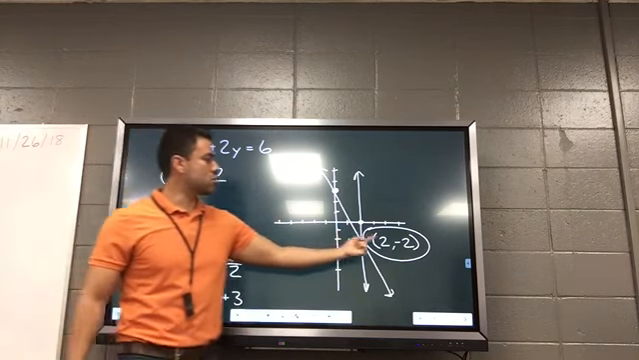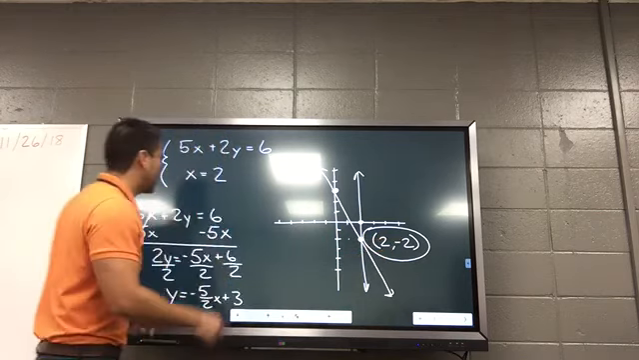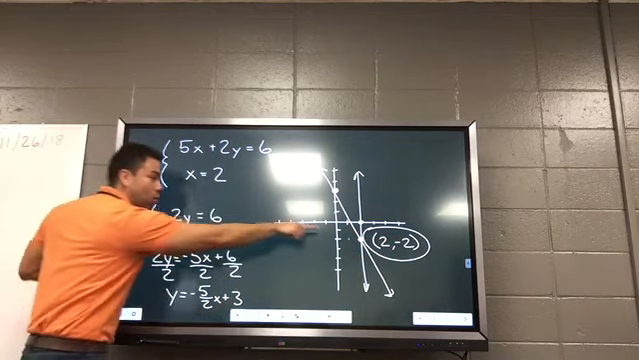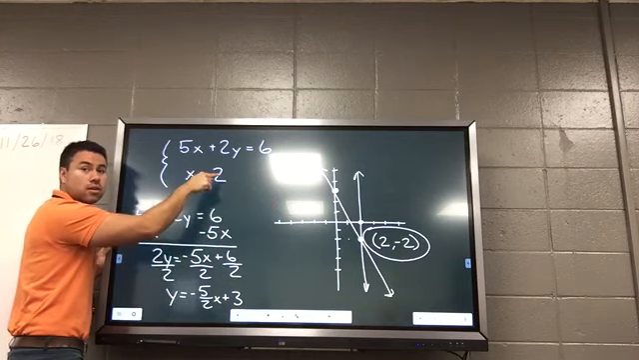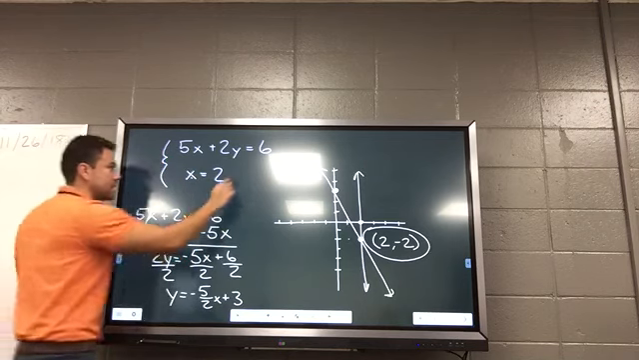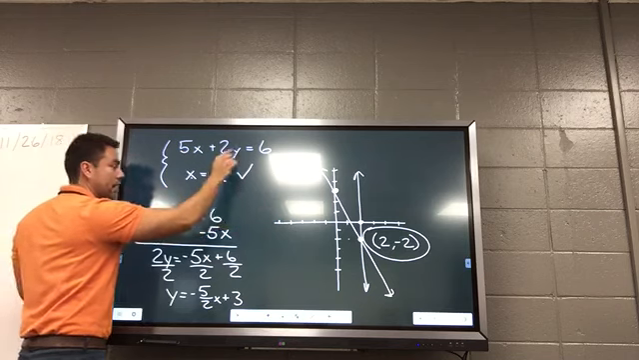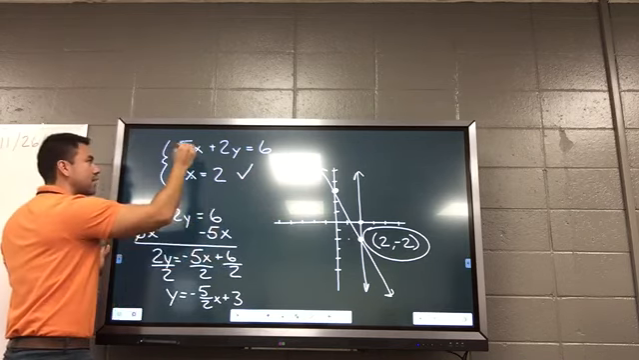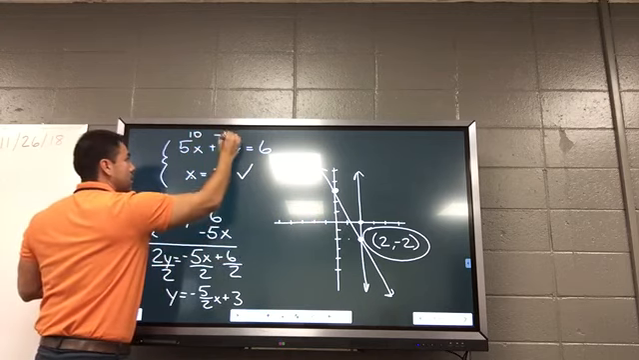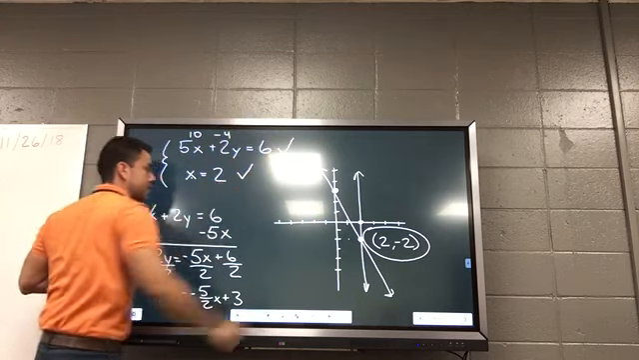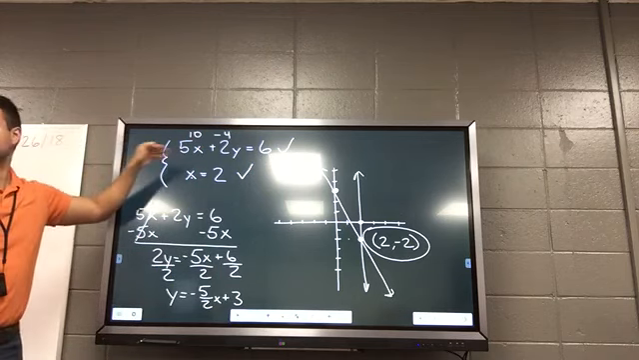But here's what I want to say. We said this is a solution to both of them, but aren't solutions checkable? Can't they be checked? Okay, look at the bottom equation. Look at my ordered pair. What does x equal in my ordered pair? Does 2 equal 2? Yeah, that works. This checks. What about here? What does x equal again? 2. What does y equal? Negative 2. What's 5 times 2? 10. What's 2 times negative 2? What's 10 minus 4? It checks. It's the only ordered pair that fits both of these at the same time.